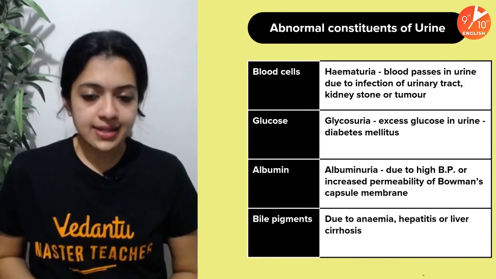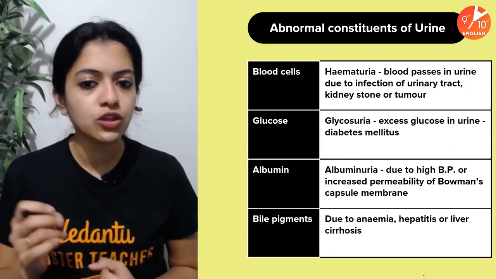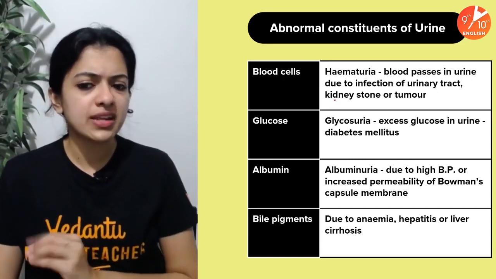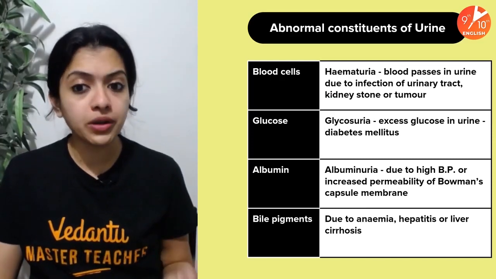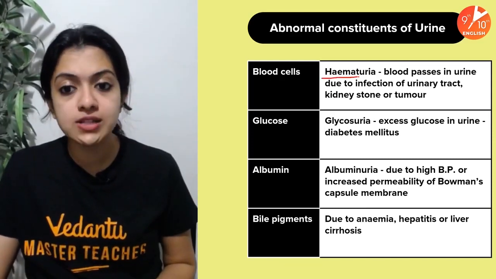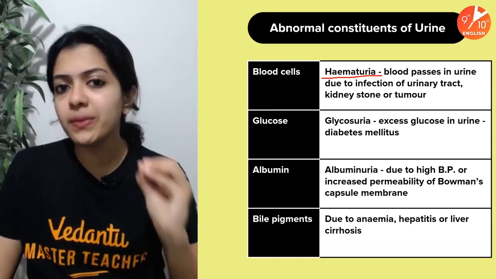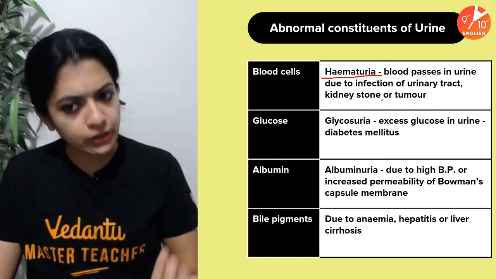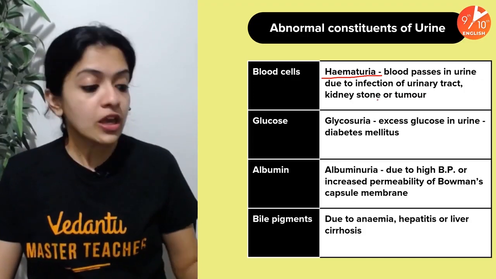Okay, right. Now coming to abnormal constituents of urine. Children, again, this is something you have to know. As I told you earlier, having blood in urine is not a very normal thing. Blood cells in urine could indicate a condition called hematuria, wherein blood passes in urine, normally typically due to an infection of the urinary tract, or it could indicate kidney stones. It could even indicate a tumor.